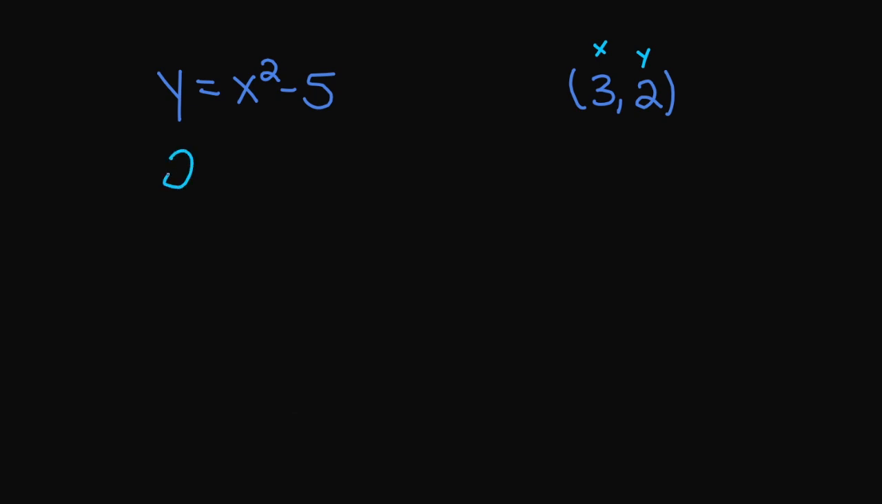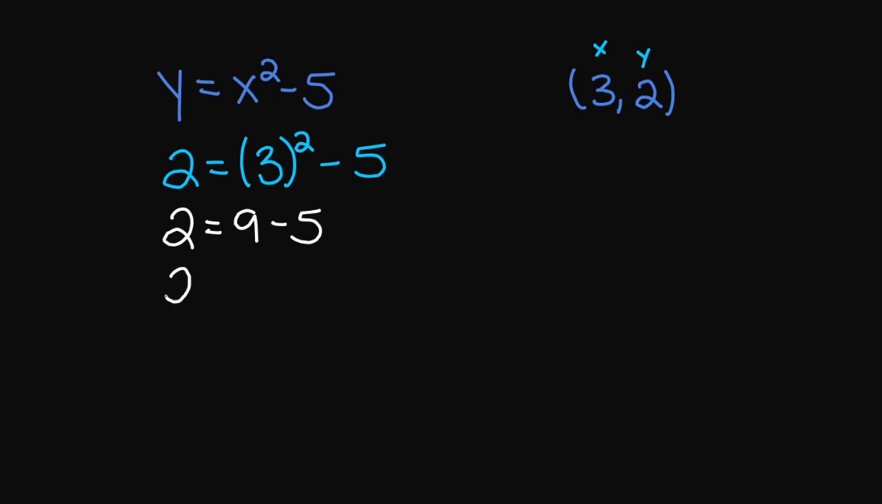So we have 2 equals x squared. This is going to be 3 squared. Remember, you're plugging your ordered pair into the equation. All right, minus 5. And then now we're going to solve to see if this is a true or false solution. So we have 2 equals 3 squared. This is going to be 9 minus 5. So you have 2 on the left side here. 9 minus 5 is going to be 4. So this ordered pair is false and it is not a solution to this equation.